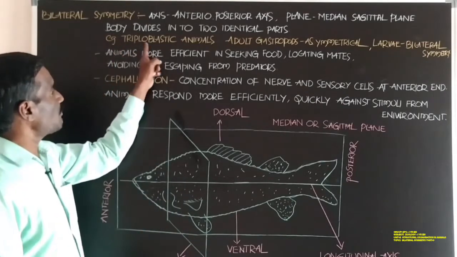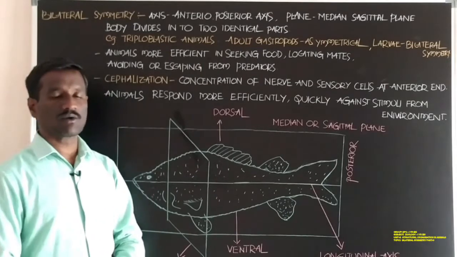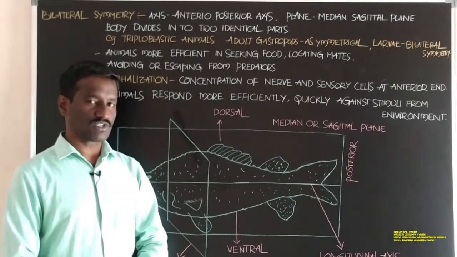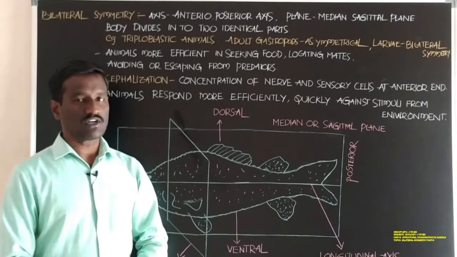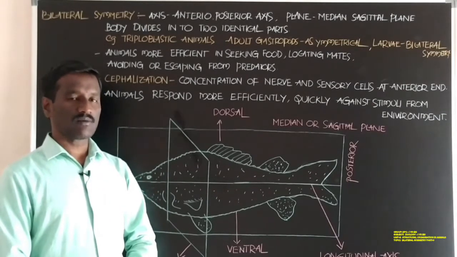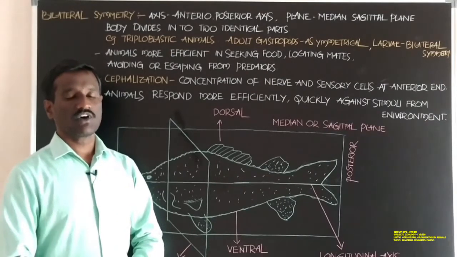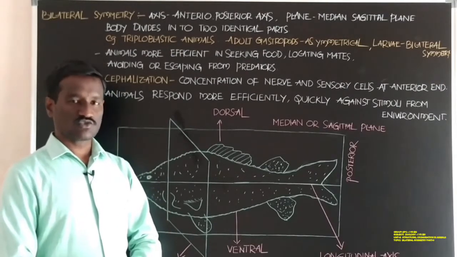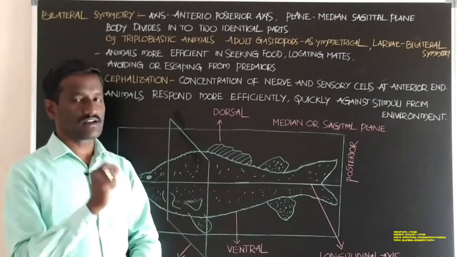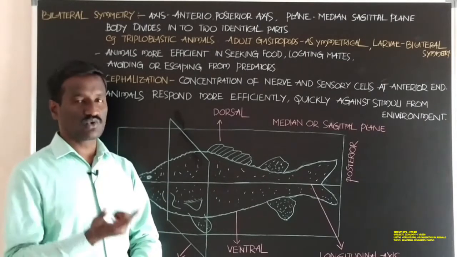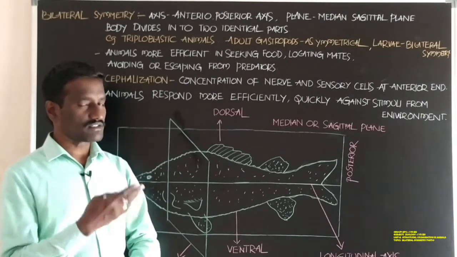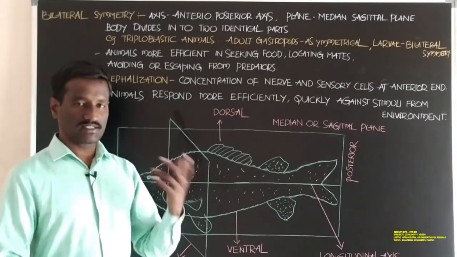Next, triploblastic animals. Triploblastic animals, from the platyhelminthes to the chordates, up to the highly developed metazoans or the vertebrates, all show bilateral symmetry. Some exceptions also exist. For example, the larval stage of gastropods shows bilateral symmetry, and when it develops into the adult form, it loses its symmetry and shows asymmetry.